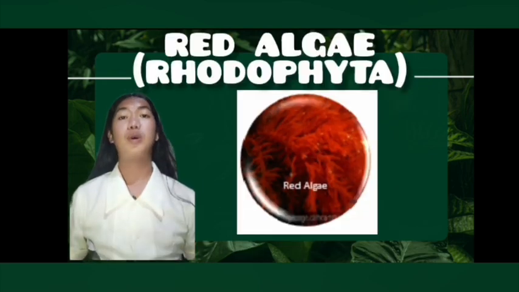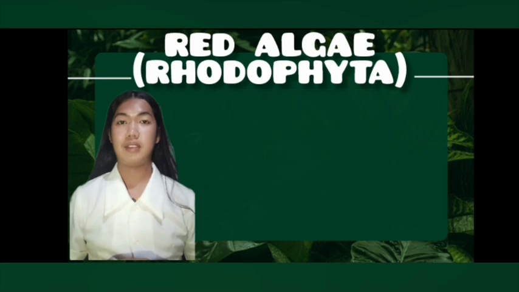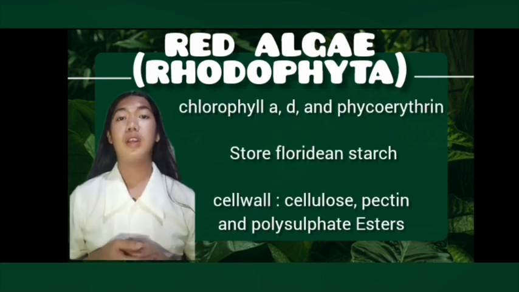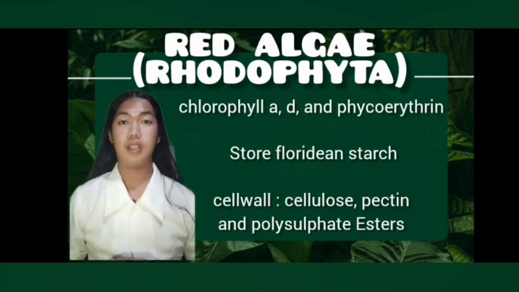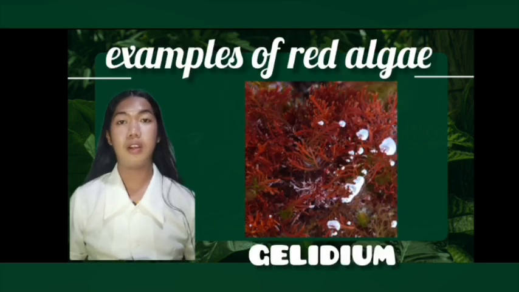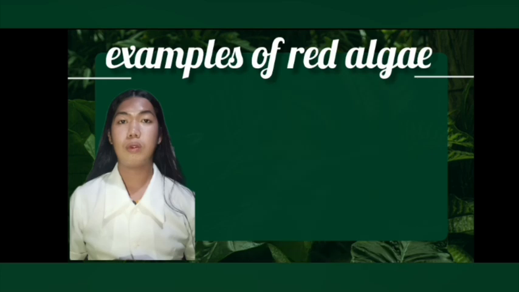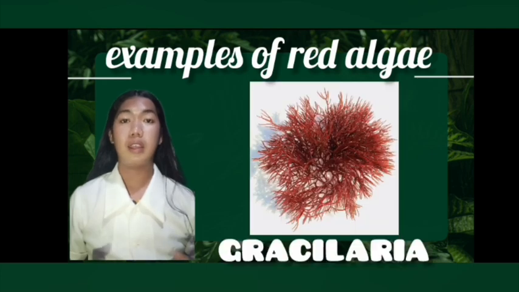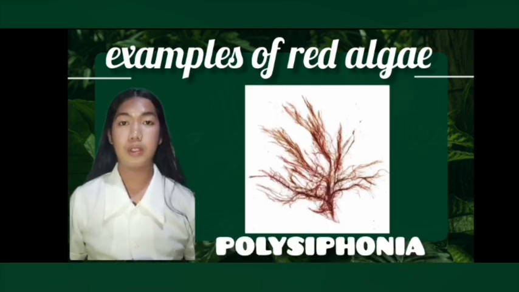The third is red algae, or what we call rhodophyta. Red algae consist of chlorophyll A and chlorophyll B, along with phycoerythrin. They store floridean starch, and their cell wall is made of cellulose, pectin, and polysulfate esters. Examples of red algae are Gelidium, Gracilaria, and Polysiphonia.